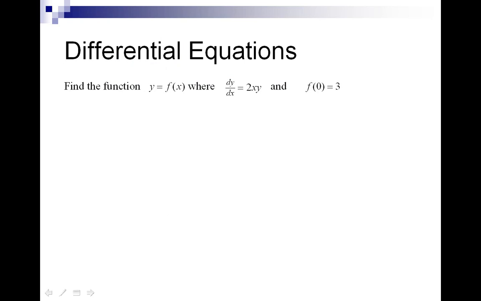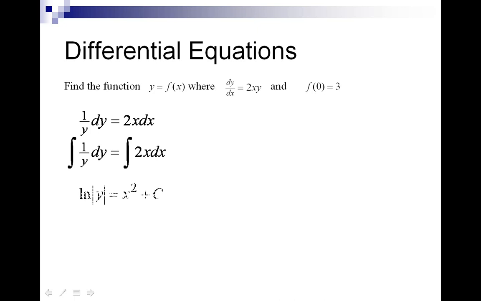Okay, so this is the one that was on the samples. And remember, the big idea here is you have to separate variables. So I have dy dx is equal to 2xy. And we have the initial condition that f of 0 equals 3. So we separate our variables. So multiply by dx, divide by y. We integrate both sides. The antiderivative of 1 over y is ln. The antiderivative of 2x gives me just x squared. And don't forget your plus c.